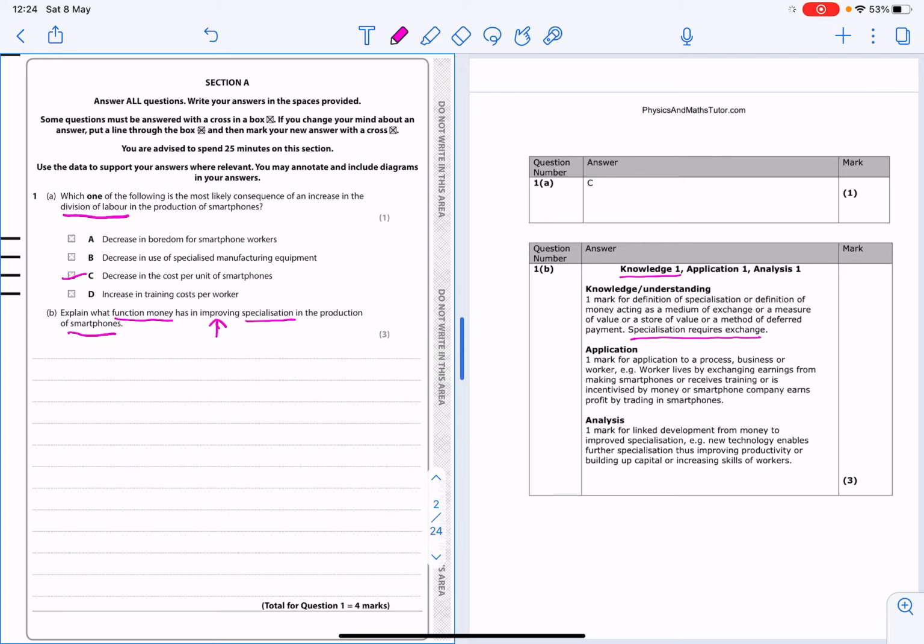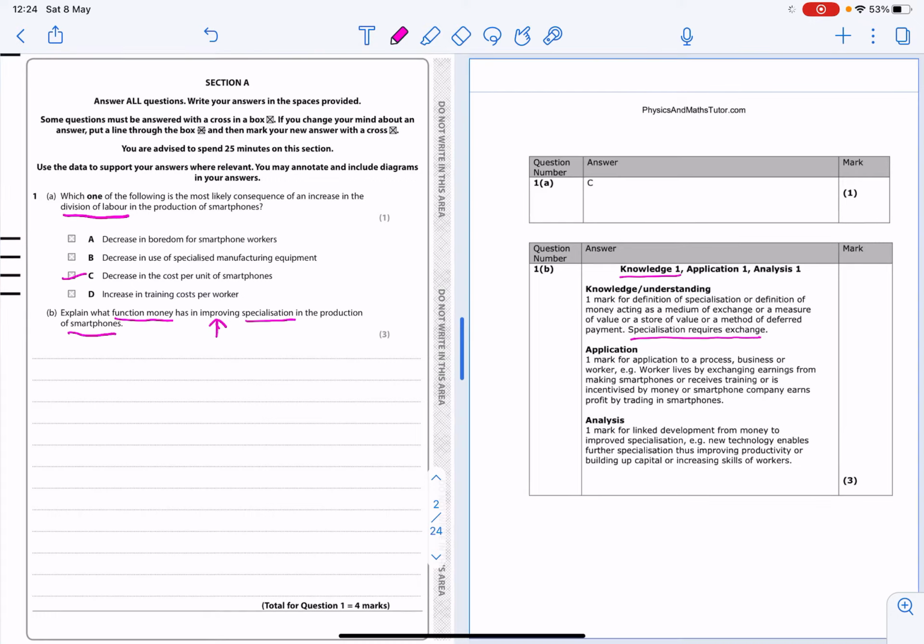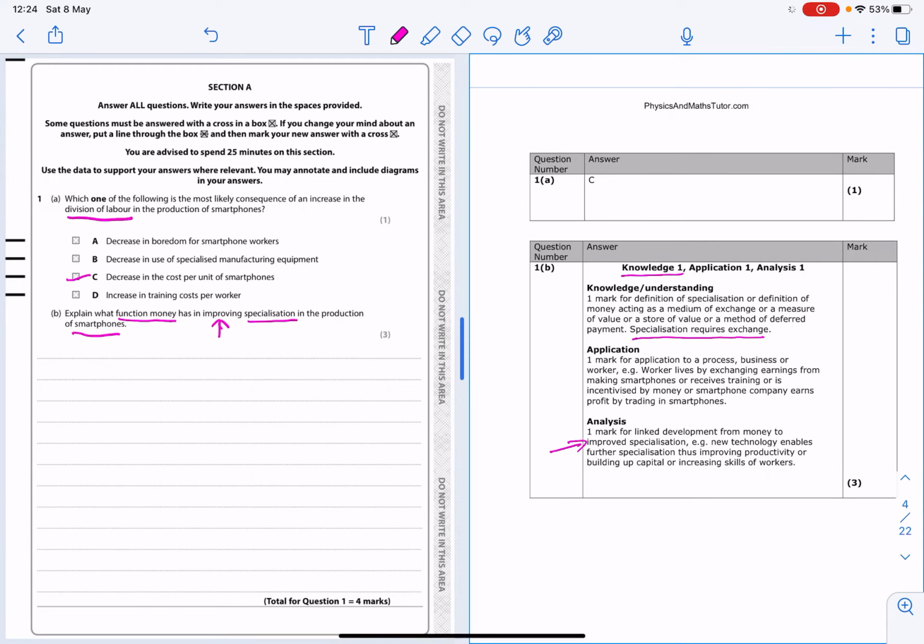he then uses that to buy goods and services. So that's the function of money. He's being paid in money, and he uses that money to purchase whatever he chooses to purchase. And the analysis bit at the end, it says 1 mark for link development from money to improved specialisation. So remember, we've talked about money now, we talked about specialisation at the beginning in our knowledge, but we need to mention the improved specialisation.